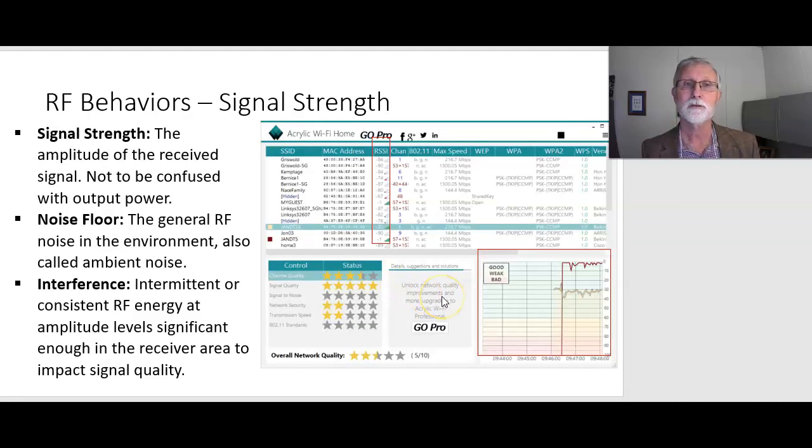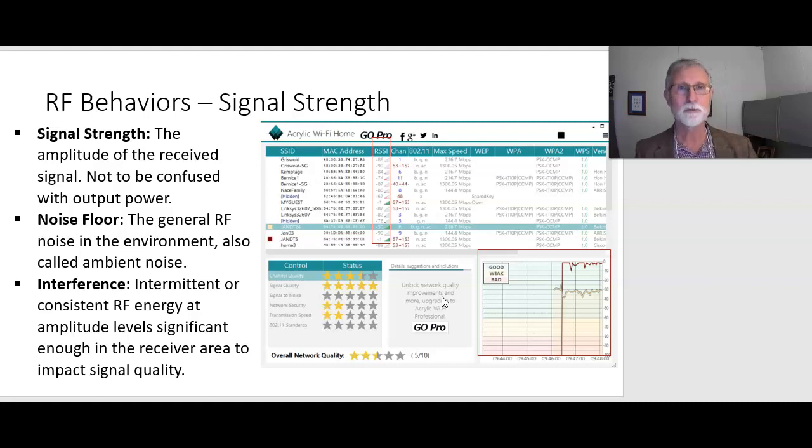So let's talk about the behaviors in RF signal, and it's basically with the signal strength. Now, signal strength, remember, is just the amplitude of the received signal. It's not the output power of the transmitter. It's what is received. Now, there's a term called noise floor, which basically is the general RF noise in the environment. You may also hear it called ambient noise.